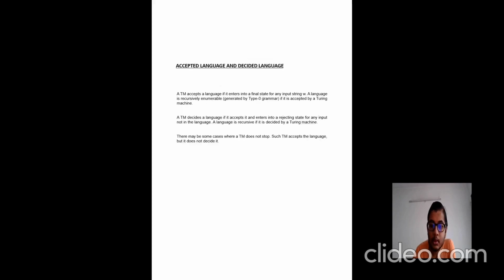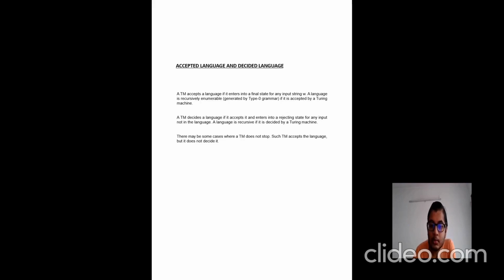So, the accepted language and the decided language. A Turing machine accepts a language if it enters into a final state for any input string W. A language is recursively enumerable, generated by type 0 grammar, if it is accepted by a Turing machine. A Turing machine decides a language if it accepts it and enters into a rejecting state for any input not in the language. A language is recursive if it is decided by a Turing machine.